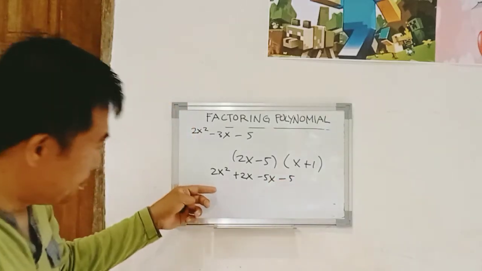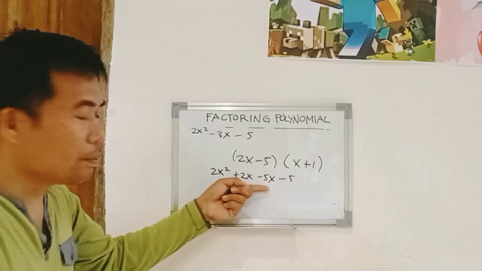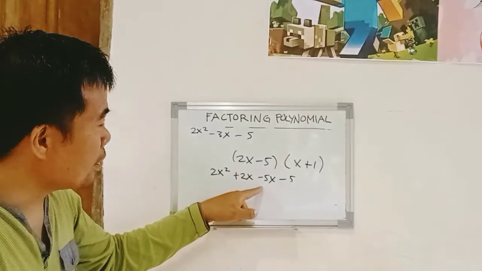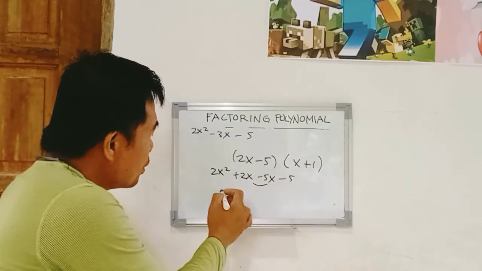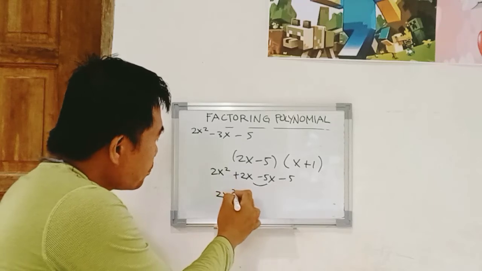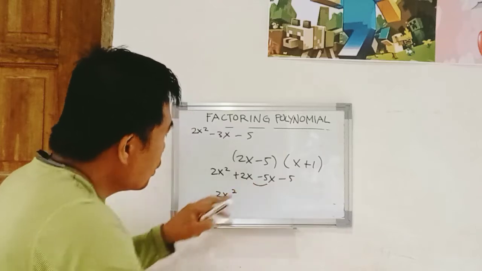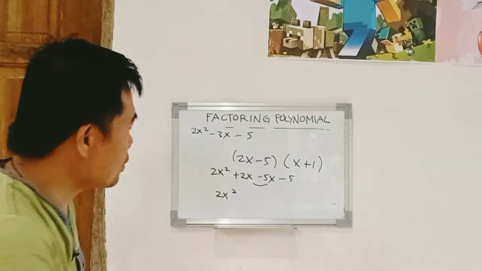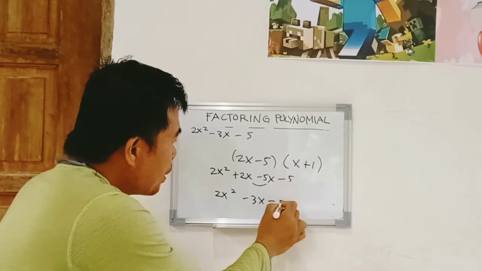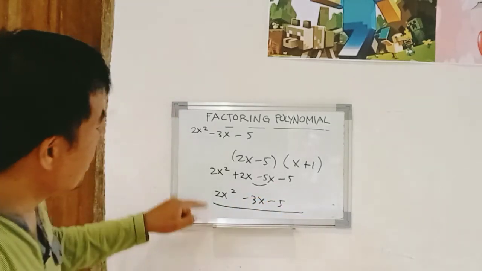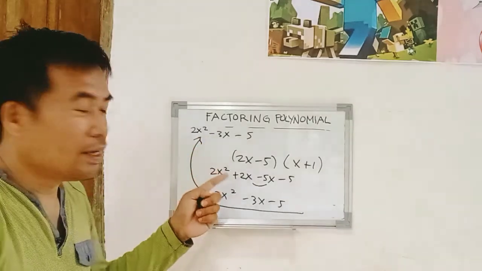So notice that there is a similar variable in the middle, 2x and negative 5x. So we have to simplify this one. So copy the 2x squared, then 2x minus 5x is negative 3x, then minus 5. So this expression is the same as the original expression.